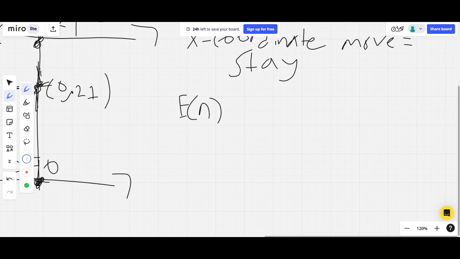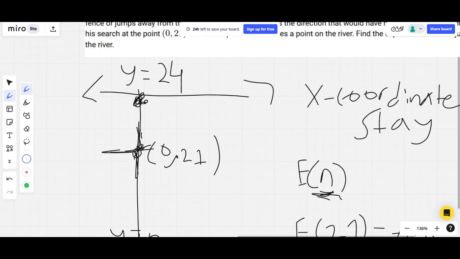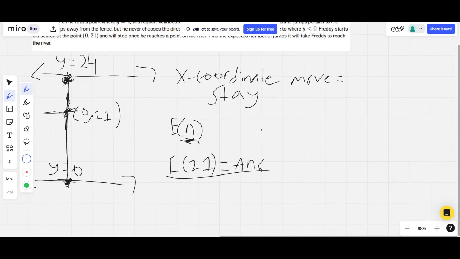We can let E(n) be the expected number of jumps at the y-coordinate n. So what we want to find is E(21). This is our answer. So what we really want to do is come up with a recursive equation for E(n), and then we know we need to find one or two values, and then we can use our recursive equation to work back down to E(21), or work up to E(21), whatever. And one thing that we can notice is, if Freddy is at the point 24, then E(24) is going to be 0, because he doesn't have to go anywhere. He's already at the river. So we know E(24) equals 0.